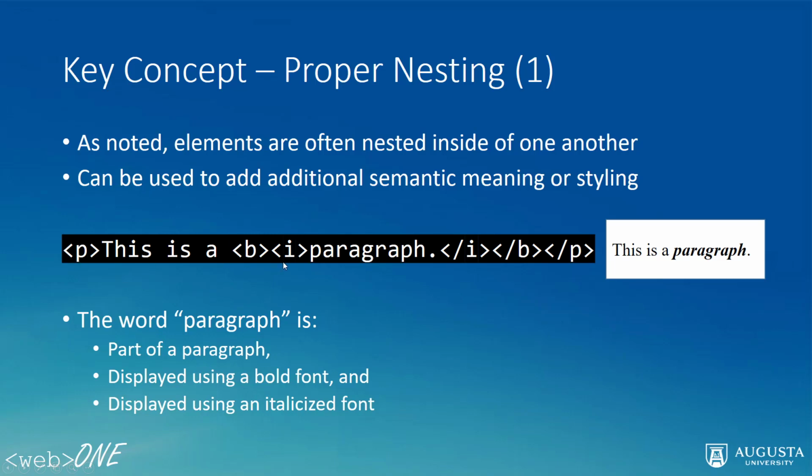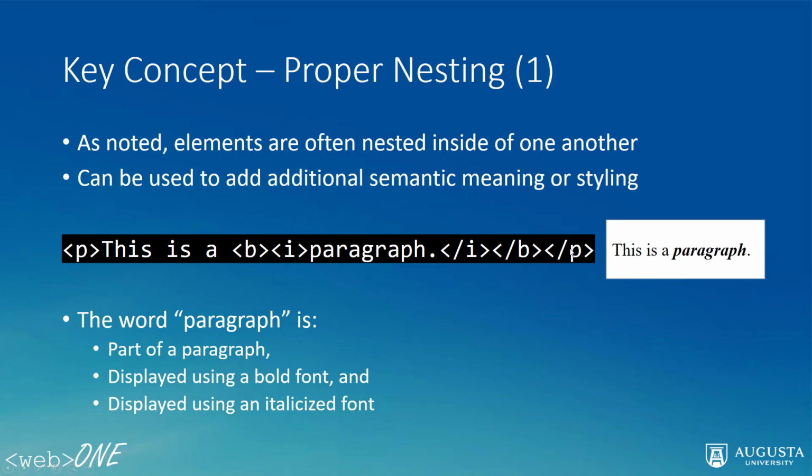Proper nesting means that when you define an element inside another element, you must close it inside that element. For example, here I defined the I element inside the B element, so I have to close it. I have to end it inside the B element. And the B element is defined inside the P element, so it must be closed inside the P element.